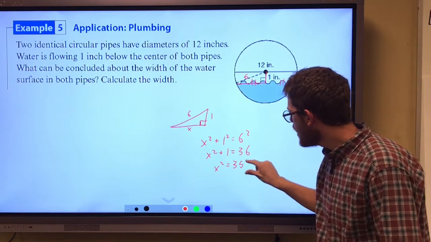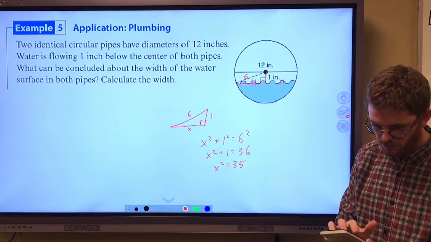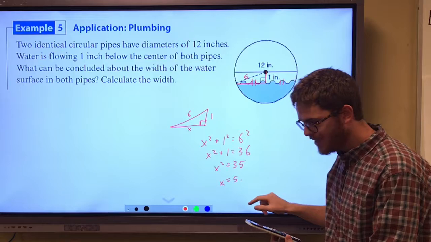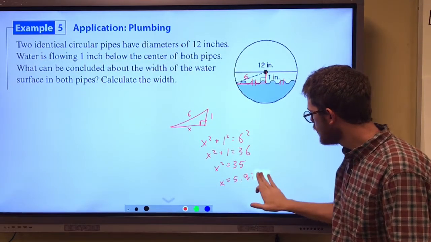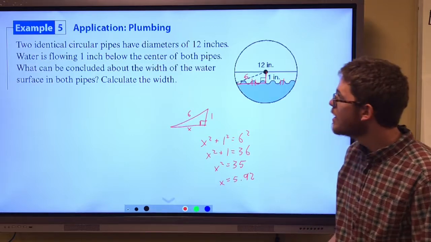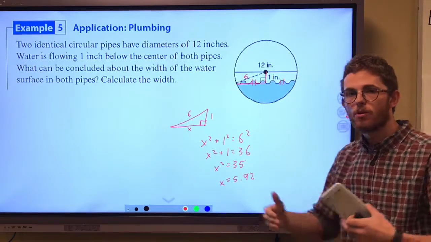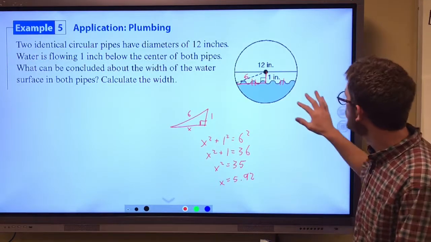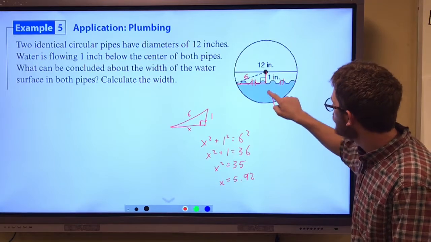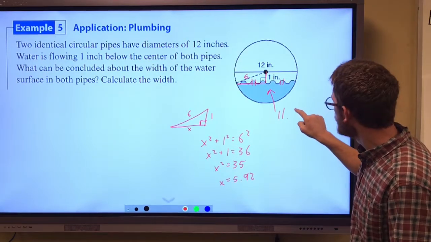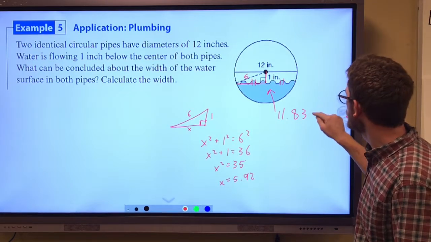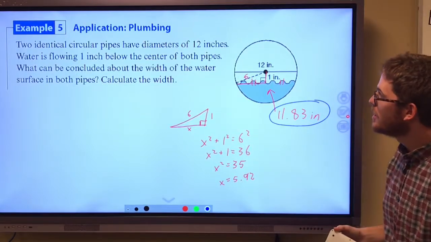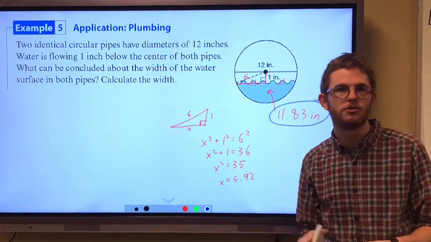x squared equals 35. When we take the square root of that, we get 5.92 when we round to the nearest hundredth. And we want to know the width of the water surface all the way across, so we need to double that. And all the way across, when I doubled that answer, got about 11.83. And we're talking inches here. So I did round to the nearest hundredth because they didn't give me any more specific values to round to. So I rounded 2 decimal places at the end.